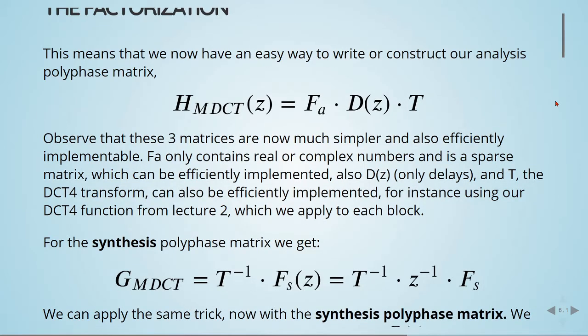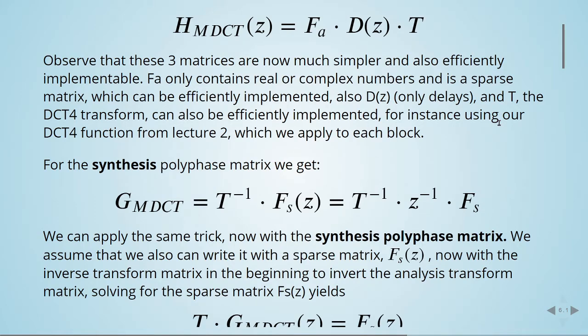F_A only contains real or complex numbers, and it's a sparse matrix which can be efficiently implemented. Also, in D of z we have only the delays, and T, the DCT4 transform, can also be efficiently implemented, for instance using our DCT4 function from lecture 2, which we apply to each block.